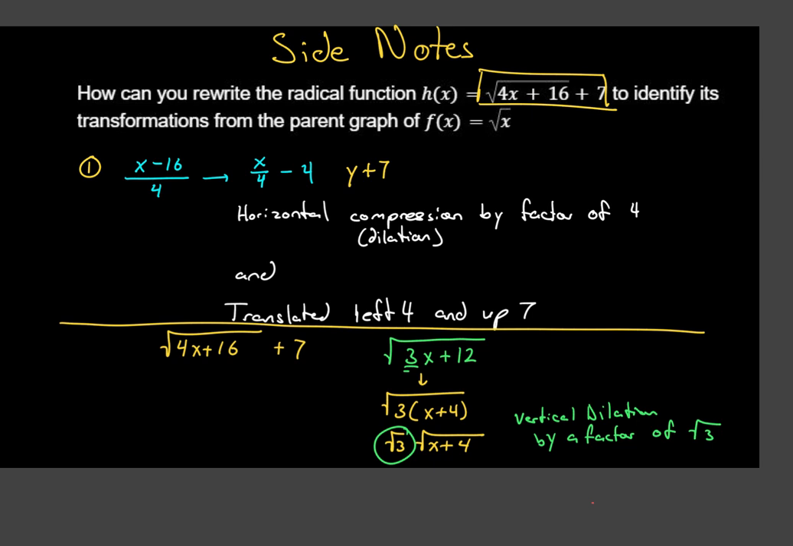The only number we can't rewrite is if x has a negative coefficient. We can't completely rewrite that, which would create a horizontal reflection. In other words, a reflection across the y-axis, which will happen in the last example here.